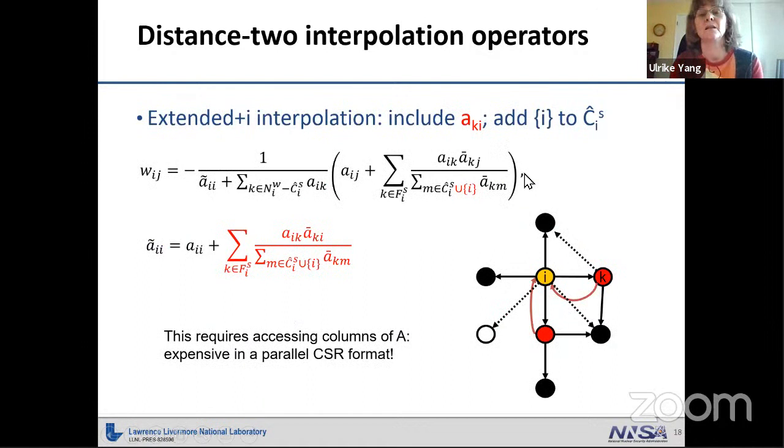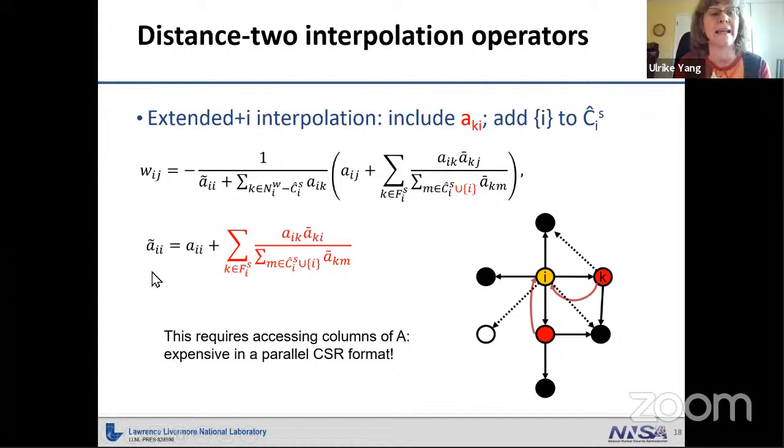This extended interpolation was actually not the one we usually recommended to our users, but it was the one easier to explain how this worked. We actually have an extended plus I interpolation, which in a lot of cases works a little bit better and gives you a little better convergence. The difference between extended and extended plus I is that now we also include the following connection from a strong point back to point I. So this adds these following things to our extended plus I interpolation, and our A tilde also includes this whole additional new thing.